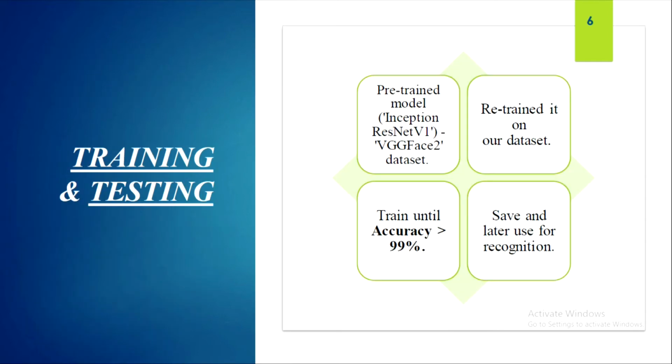This is the training and testing module. For training, we have used the pre-trained Inception model, which was previously trained on the VGGFace2 face dataset. We retrained it with our dataset until the accuracy reached above 99%. As soon as the accuracy reached above 99%, we stopped the training and saved the classifier file to the local disk so that it can be used for further classification. Now as soon as this training is complete, the use of this module is also over.